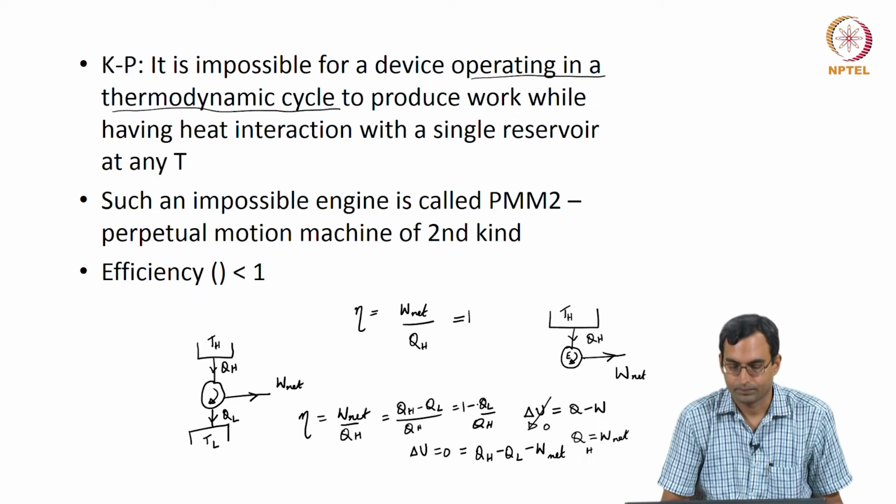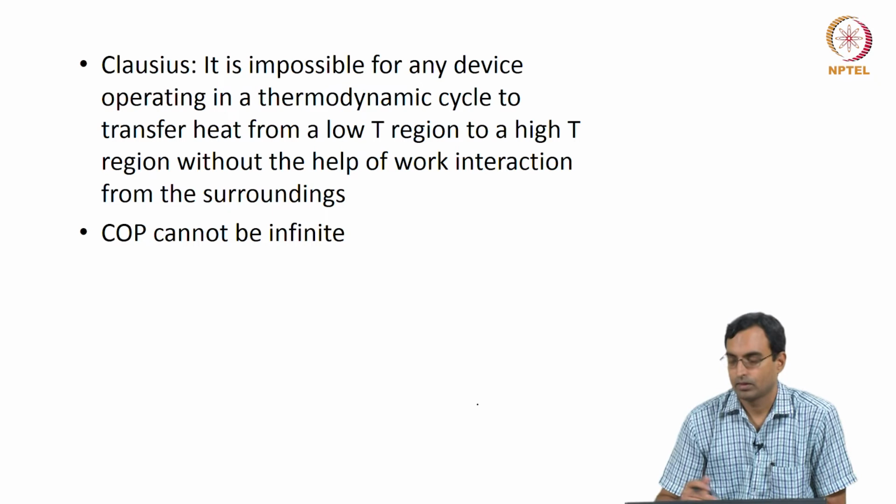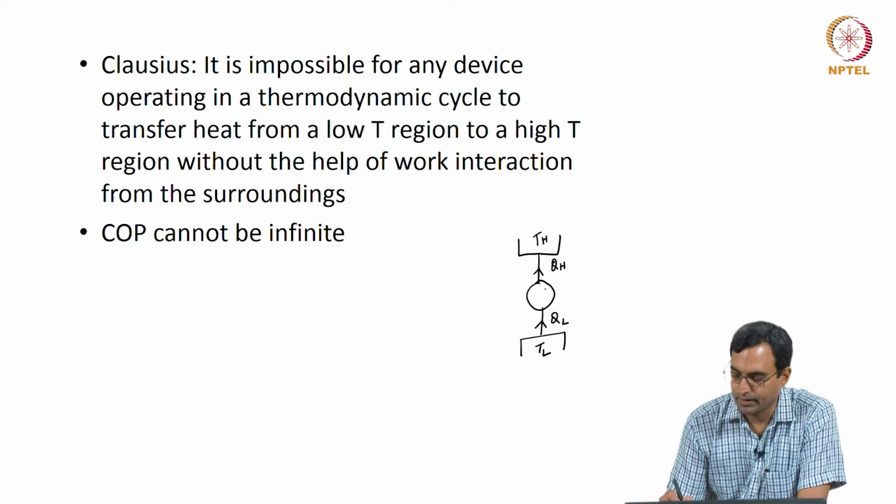So another statement of the second law is essentially the Clausius statement, which is given in the context of a heat pump or a refrigerator. When we have a heat pump or a refrigerator, what we are trying to do generally is to transfer heat from a low temperature reservoir to a high temperature reservoir. We are trying to do this also in a cyclic process, and this is what we call a reverse heat engine.